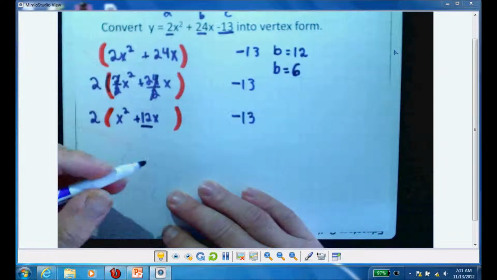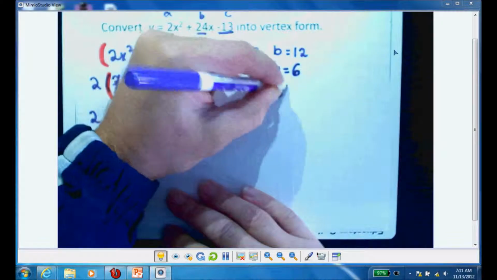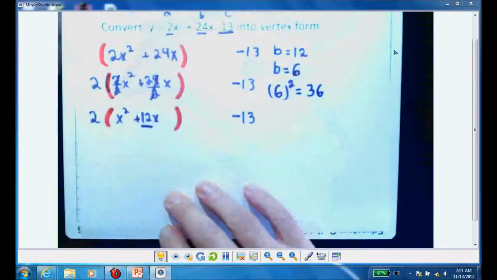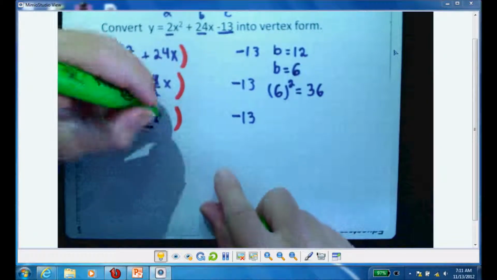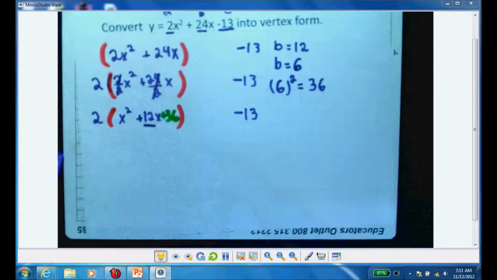And what is the number that I'm going to square? I've got to square this 6. And when I square it, I get 36. Okay, so that tells me that I'm adding a 36 inside of the parentheses. So I add plus 36, but here's where things get tricky.